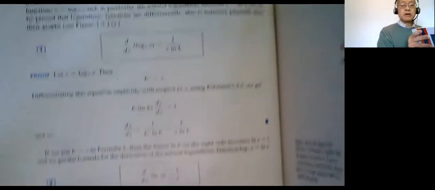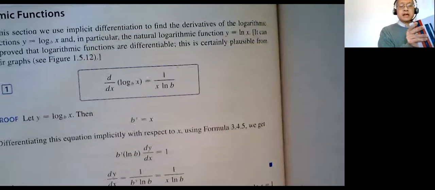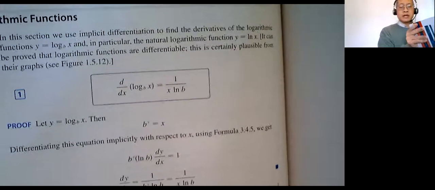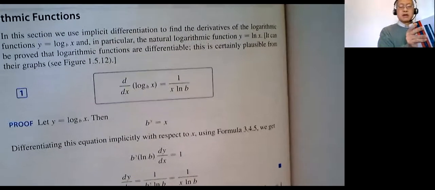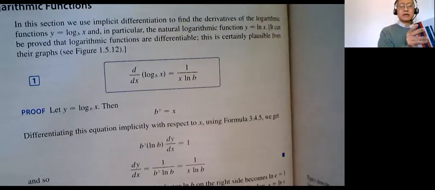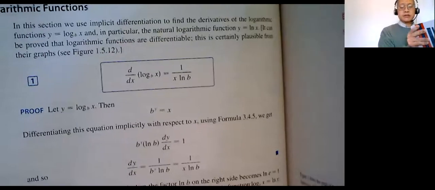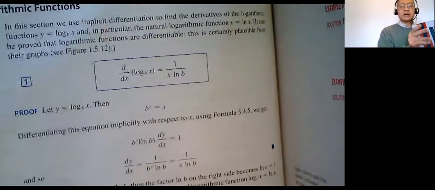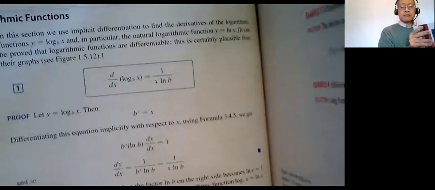Let me show that to you in the text also. So page 218, this is box number 1. Clearly not as nice. The derivative with respect to x of log base b of x is 1 over x ln b. So log base 7 of x, the derivative is 1 over x ln 7. What's the derivative of log base pi of x? 1 over x ln pi. So you have to keep putting that ln there extra, which of course we don't like.